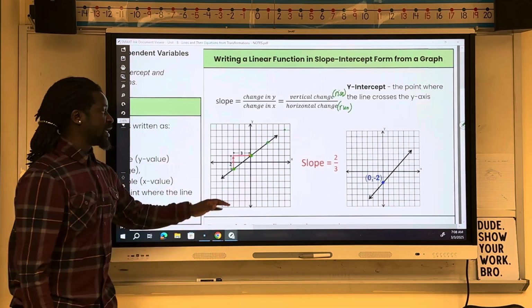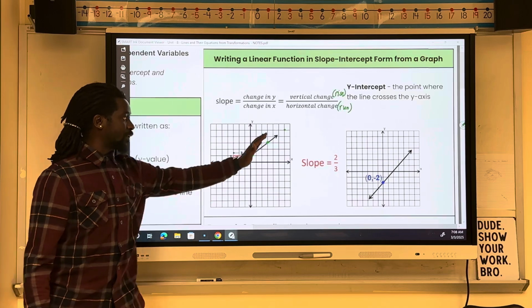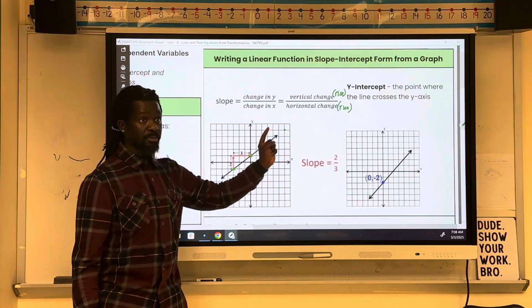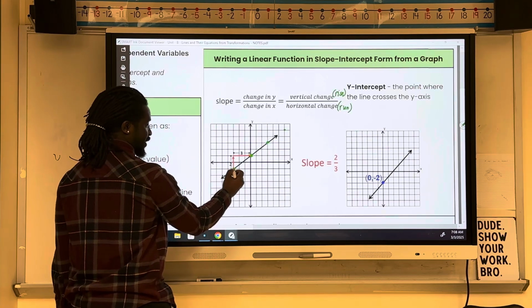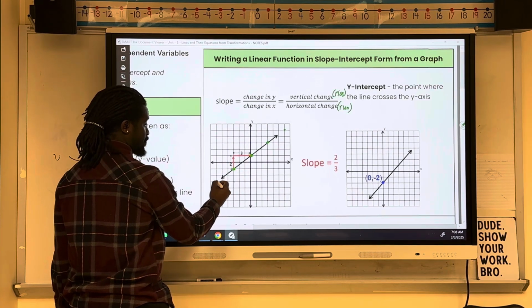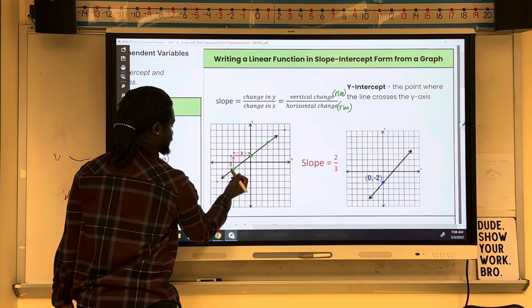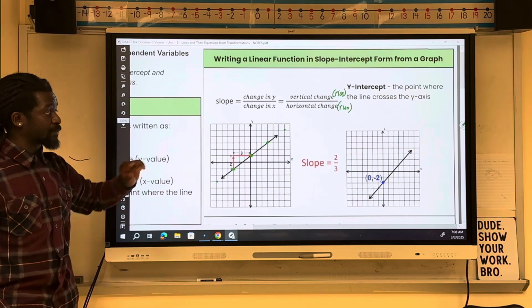And even though the line only goes here, those arrows mean that this line will go forever. And I could also go in the opposite direction. I would go down 2 and then back 3. So anyway, that's my slope, right?